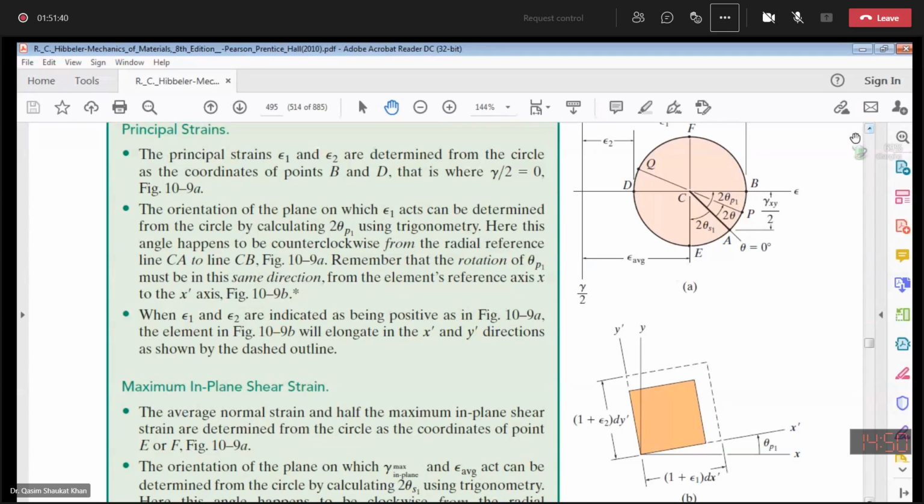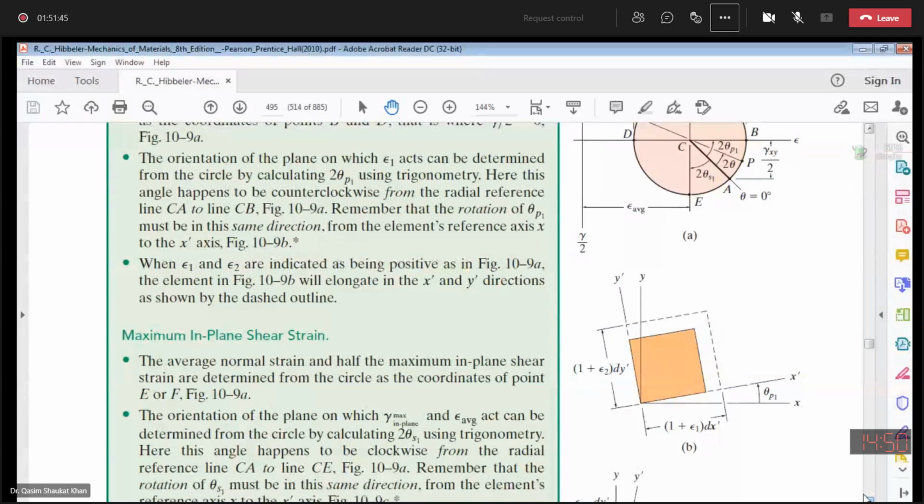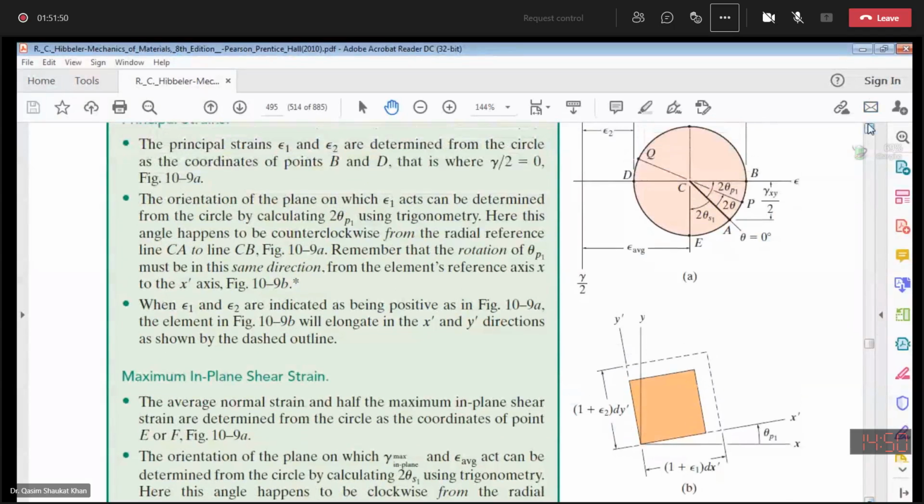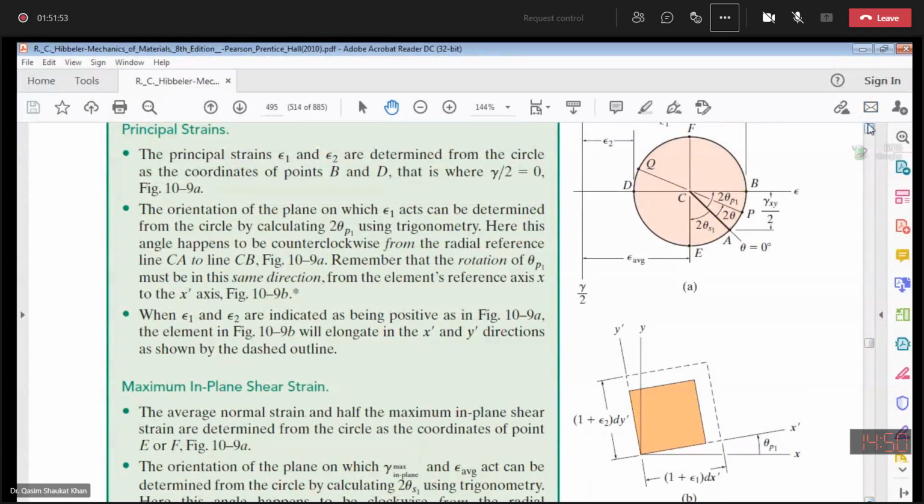Okay, no questions. Then we are moving to the next part, that is strains on an arbitrary plane. Earlier you derived the equations to calculate transformed normal and shear strains for any given angle theta. Let's say you calculated for theta minus 30 degrees and theta positive 60 degrees. So you got the values of a set of normal and shear strain values.